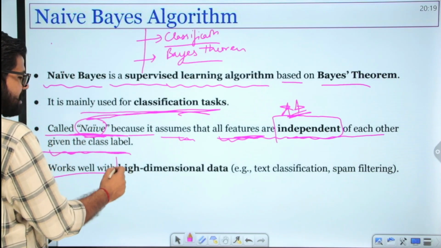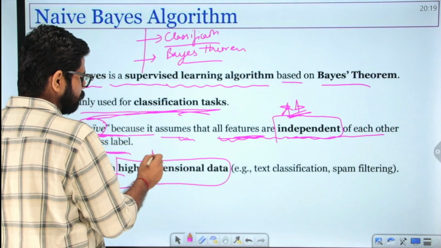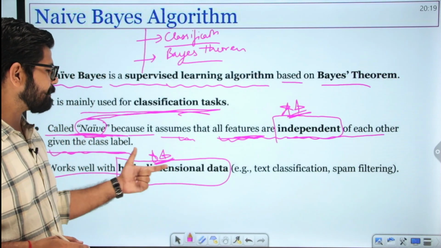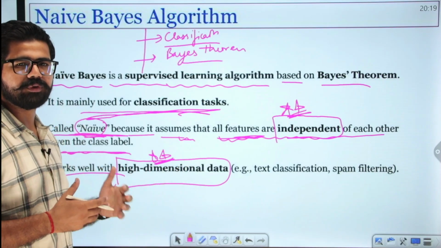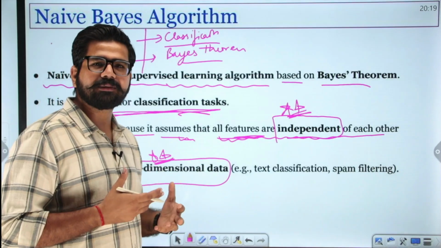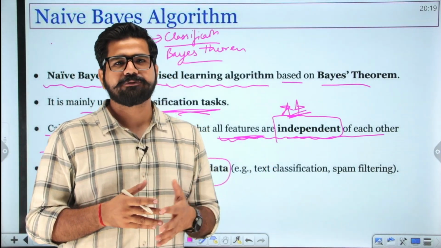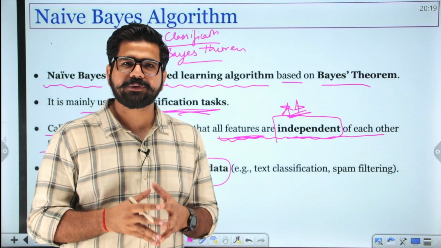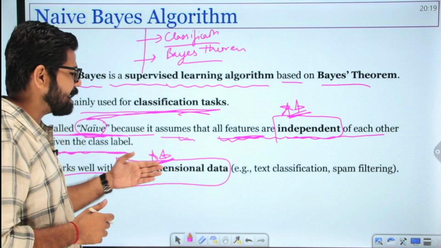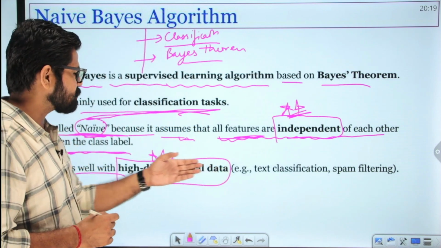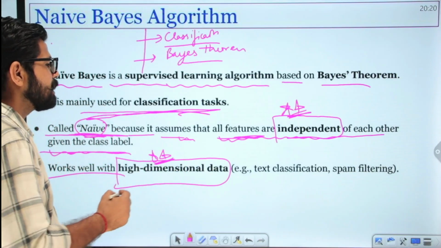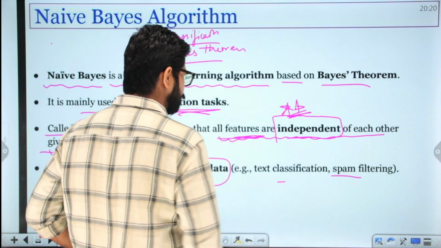It works well with high dimensional data. Why does the naive classification algorithm come into the picture? When you have high dimensional data, then we can go with the naive classification algorithm. Sometimes people ask that you have multiple algorithms for classification problems, so why should we proceed with naive Bayes? The basic answer is that it handles high dimensional data. That's why we proceed. If your data is high dimensional, then we can proceed with naive Bayes classification. Examples are text classification, spam filtering and so on.